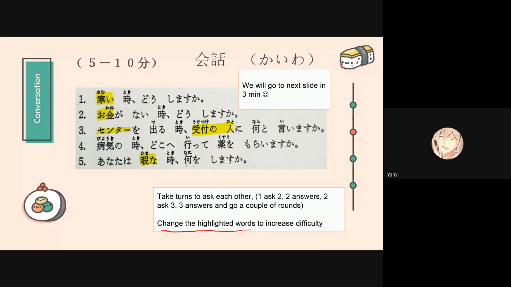Center o deru toki okatsuke no hito ni nan to imasu ka? So when you go out of the center, okatsuke is what? I forgot. Receptionist. Okay. What will the receptionist say?